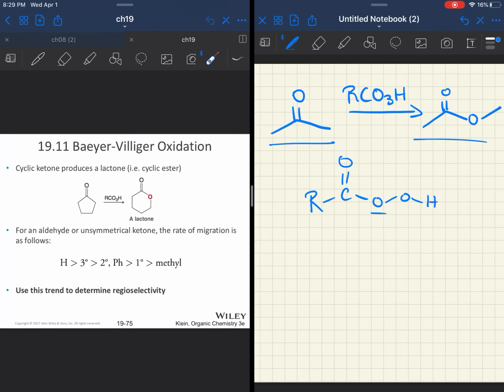And here is your guide. This is something you need to memorize. It will go to the side with the hydrogen first. So if you have an aldehyde and you perform Baeyer-Villiger, you are always going to wind up with a carboxylic acid.